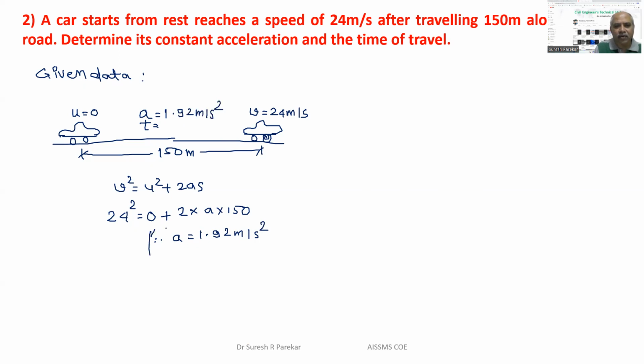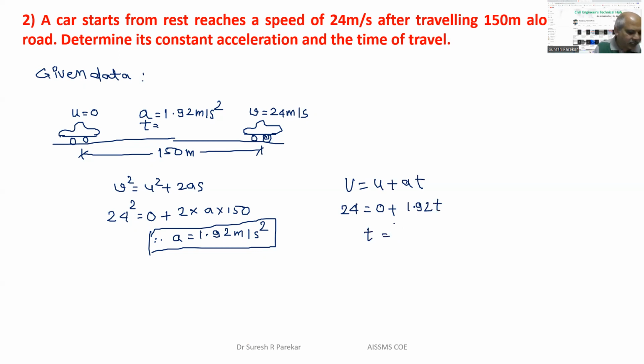So now we have to find value of time. So we have equation v equal to u plus at. This is 24, we have 0, a now we have 1.92 into t. And from this we will get value of t is equal to 12.5 seconds. So we have these two answers.